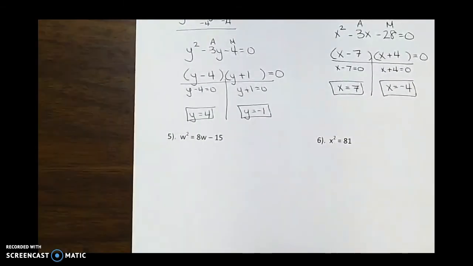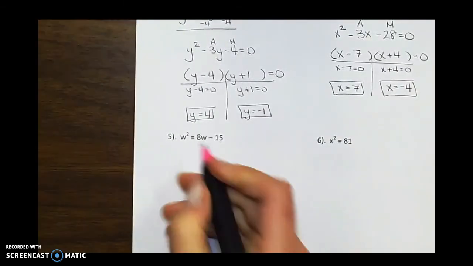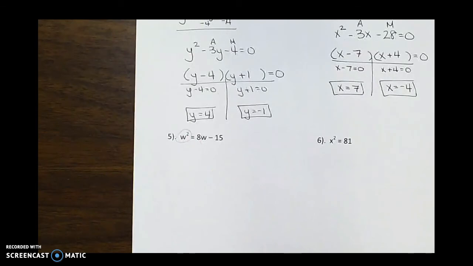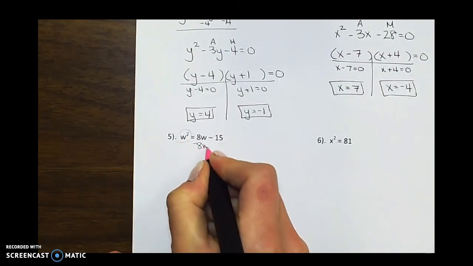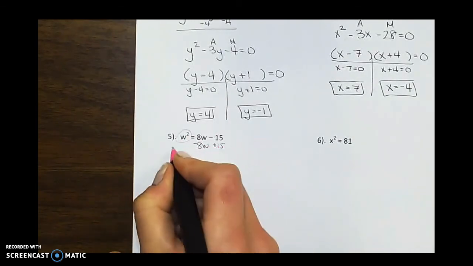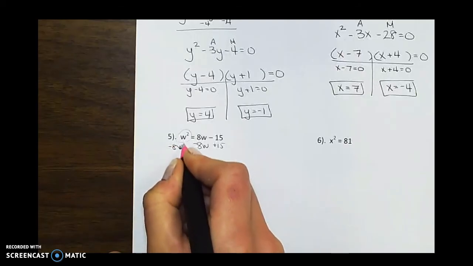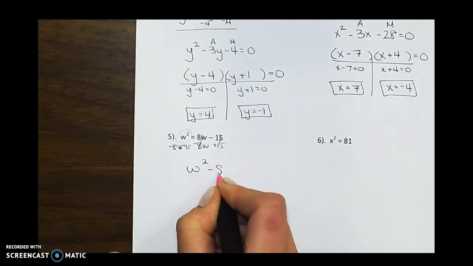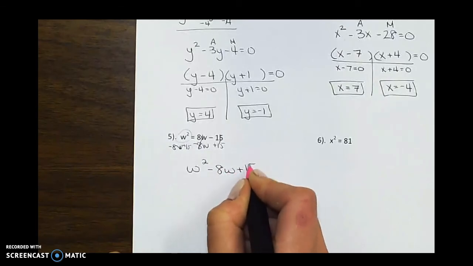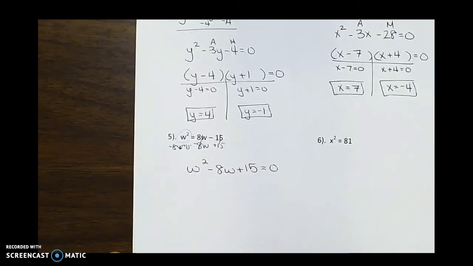Number 5. The first thing we have to do is set it equal to 0. Now we always want our w squared to be positive. So we're going to keep that where it is. And we're going to bring over the 8w and the 15. So minus 8w plus 15, those cancel. We get w squared minus 8w plus 15 equals 0.